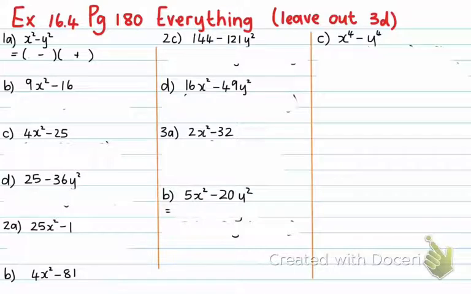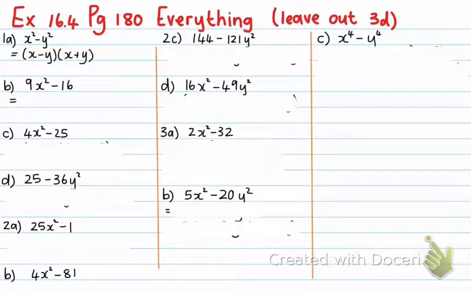Now in your mind, you take the square root of the first term, and the square root of x squared is just x. So x will be the first term in both my brackets. And then in your mind, you take the square root of the second term, and the square root of y squared is just y. So y will be the last term in both your brackets. And that's your answer.